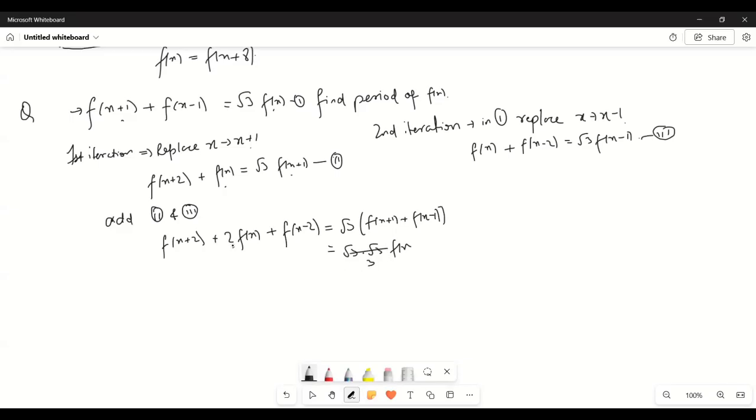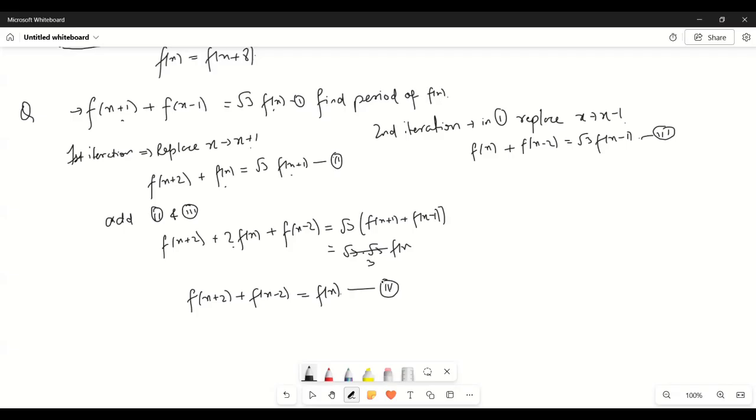And the 2 comes over here. So we end up getting f of x plus 2 plus f of x minus 2 is equal to fx. The root 3 is eliminated. And now this becomes our main relation.